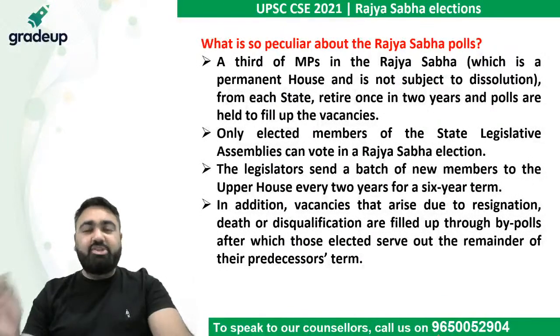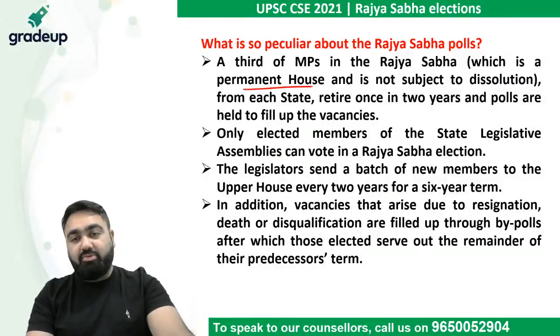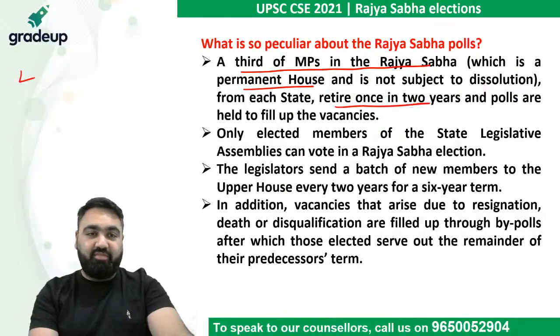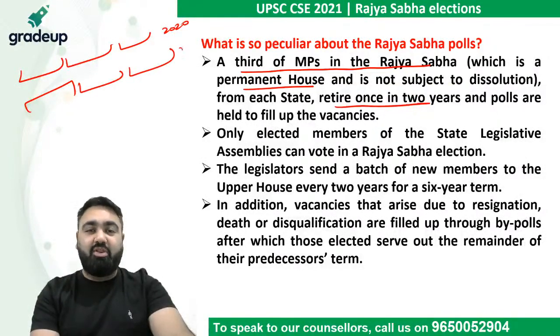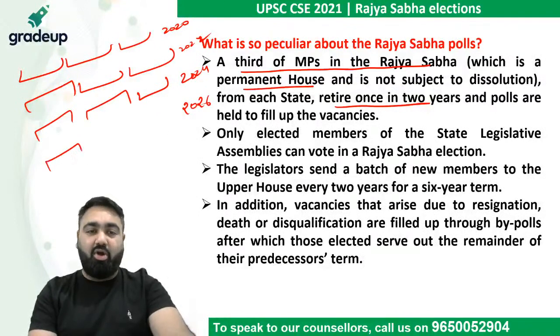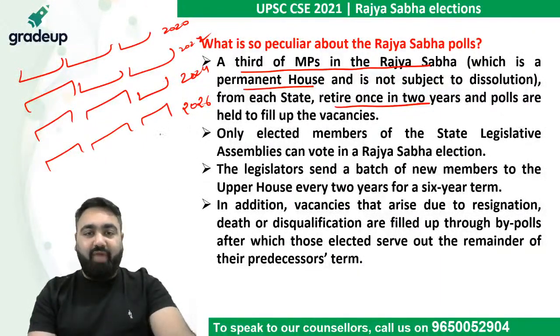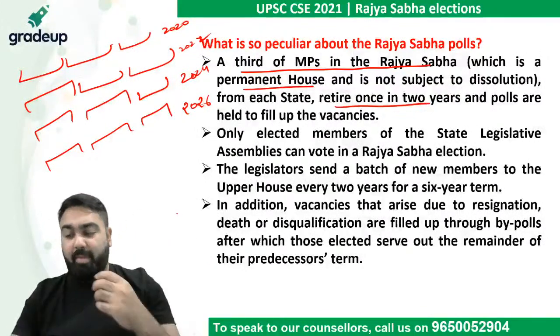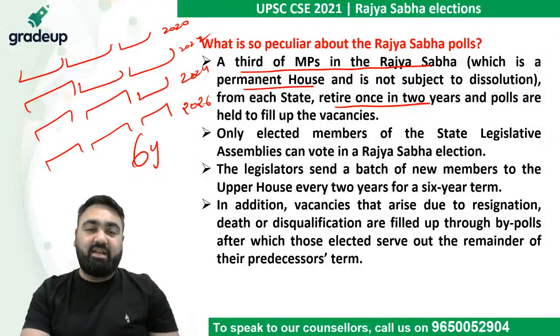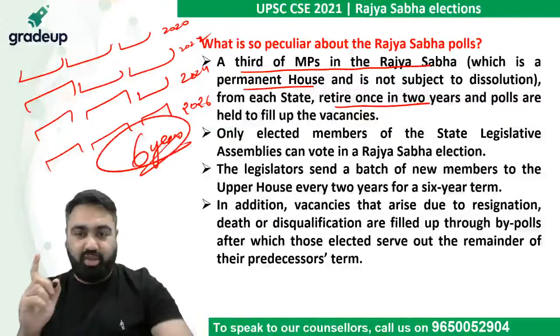Now, as you know about the Rajya Sabha, it's a permanent house. So one-third members of the Rajya Sabha retire every 2 years. So if these are the members of Rajya Sabha in 2020, in 2022 the first lot will change. In 2024 the next lot will change. In 2026 the third lot will change. This is how the elections happen in the Rajya Sabha. One-third people change after every 2 years, meaning that a member of Rajya Sabha would have a 6-year tenure, although the entire house does not change together.